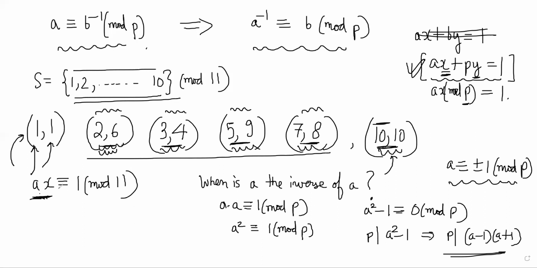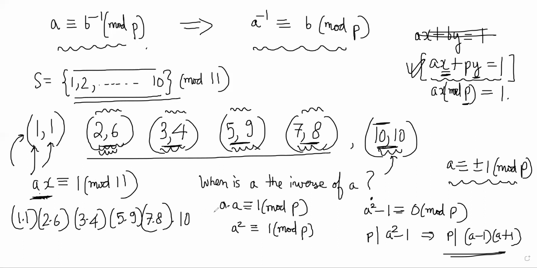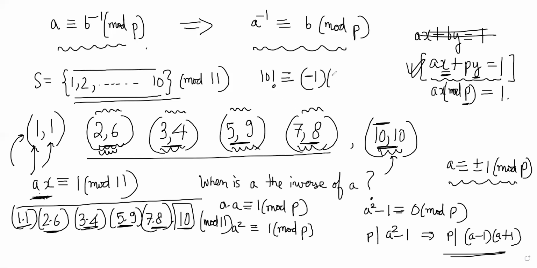So what will happen here is if I do 1 into 1, 2 into 6, 3 into 4, 5 into 9, 7 into 8, and 10 is there. And we do mod 11. We get 1 here, 1 here, 1 here, 1 here, and 1 here. And this is minus 1. So what we are getting is minus 1 mod 11. And when you multiply everything from 1 to 10, you are getting 10 factorial is equal to basically minus 1 mod 11.